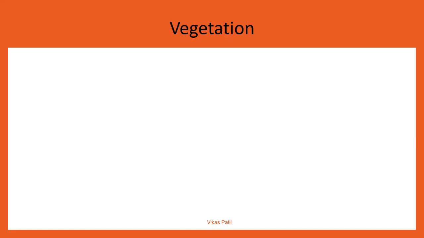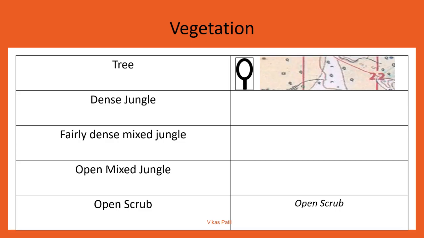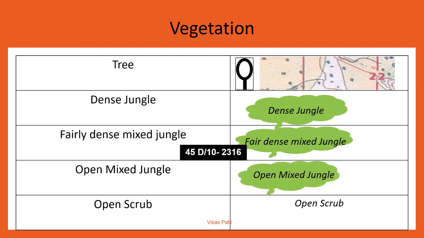Vegetation will be self-explanatory in most cases. Trees on the map will be shown in green color, whereas some special survey trees will be shown in black color. The type of forest will be written in the green patches. For instance, dense jungle, fairly dense mixed jungle. You can see an example of it in grid 2316 in 45D/10. Open mixed jungle, you can see an example of it in 45D/10 2318.